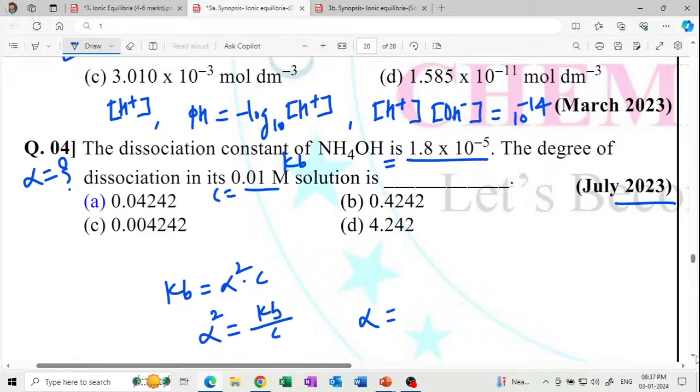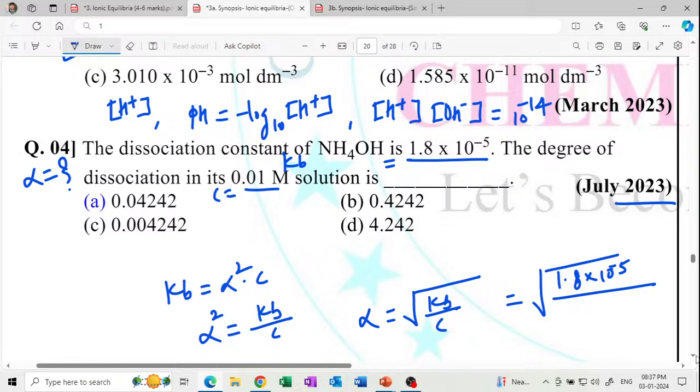So alpha is equal to under root Kb divided by C. What is the Kb value? Kb is 1.8 into 10 raised to minus 5, this whole divided by C. C value is 0.01. So we'll get alpha as 0.04242. This is your answer.